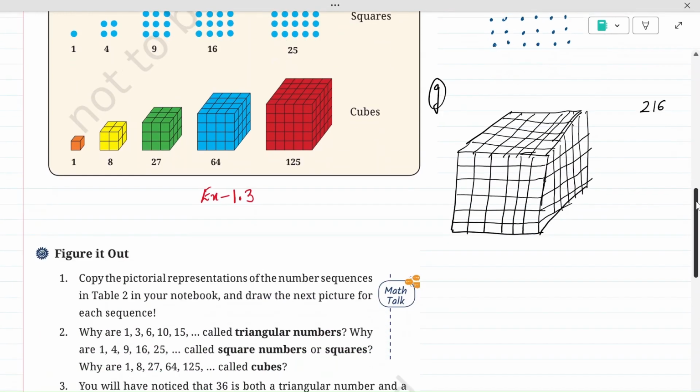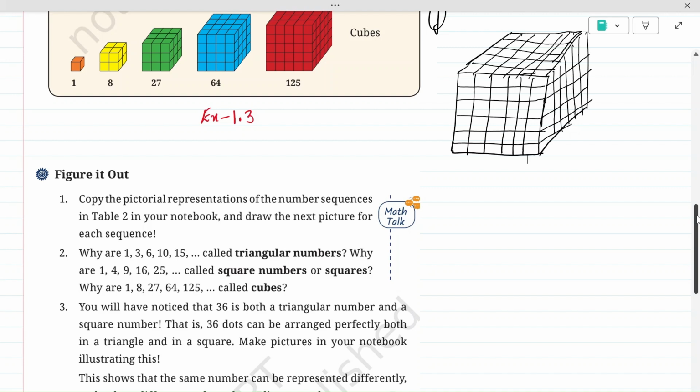So this completes our first question. Now let us move to the second question.